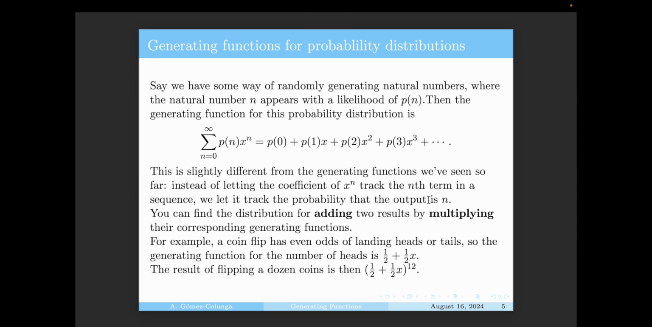Then we can find the result of flipping a dozen coins by taking 1/2 plus 1/2 x and raising that polynomial to the power of 12. So if you wanted to know, what are the chances that I get 4 heads when flipping a dozen coins? The answer is just whatever the coefficient of x to the power of 4 is in this 12th degree polynomial, if you can be bothered to write that all out.